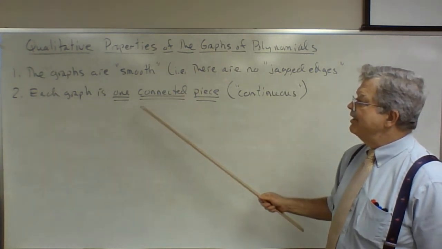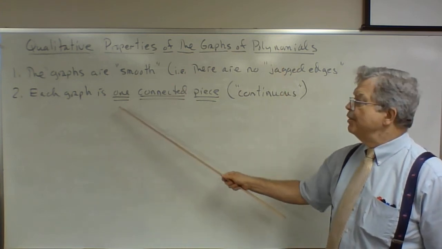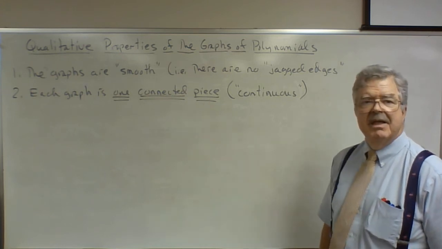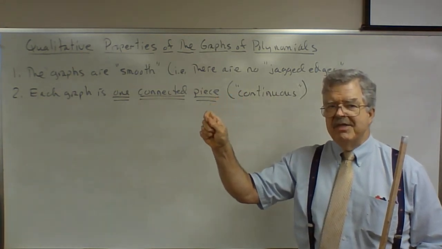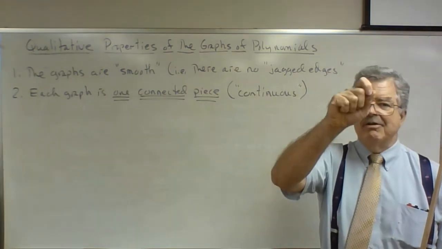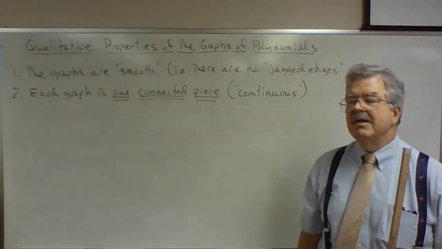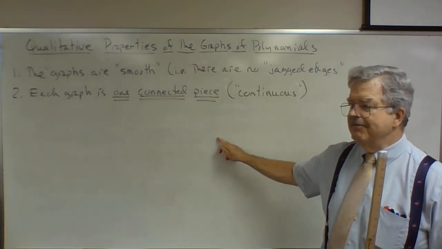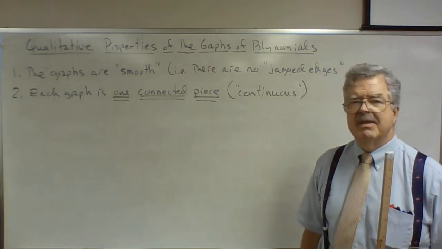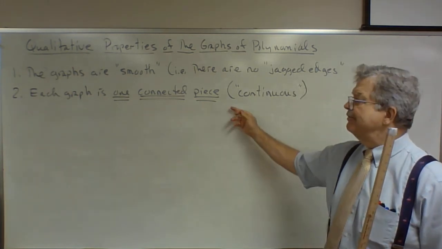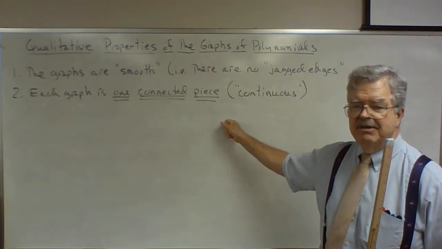The second qualitative property that we want to observe about the graphs of polynomials: the graph of a polynomial is one connected piece. In other words, you can put a pencil on any point of the graph of a polynomial and move that pencil along the graph and get to any other point on the graph without lifting your pencil off. There are no interruptions, no breaks in the graph of a polynomial. It's one connected piece.